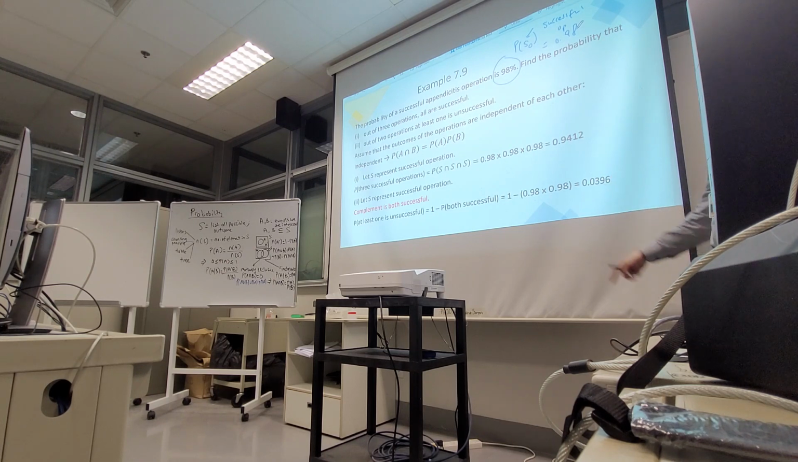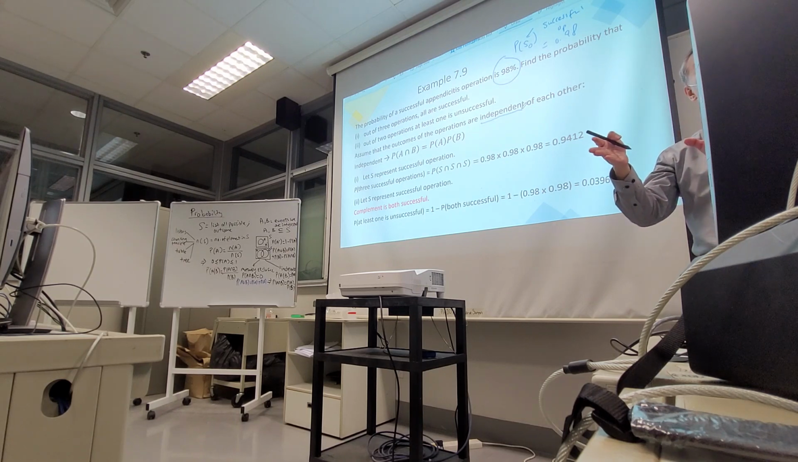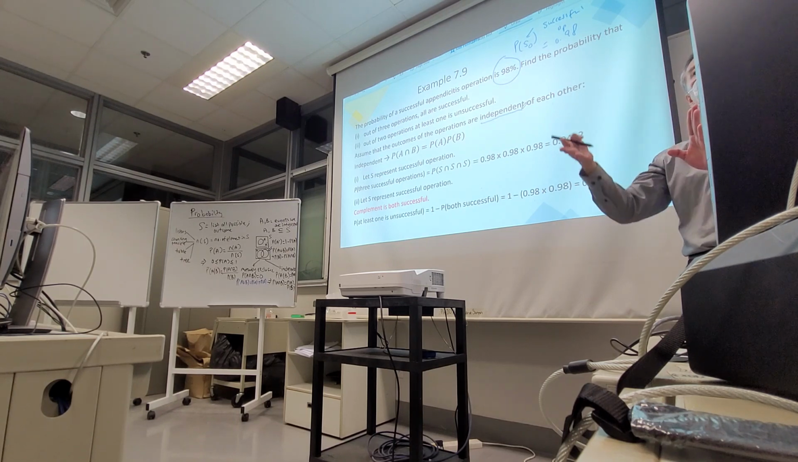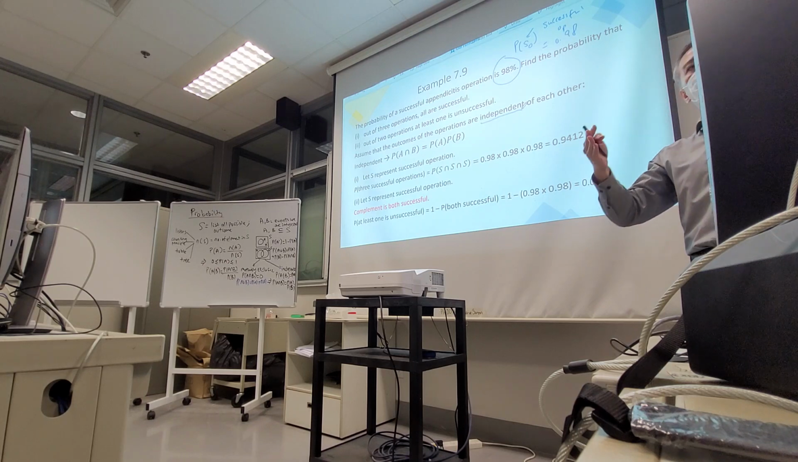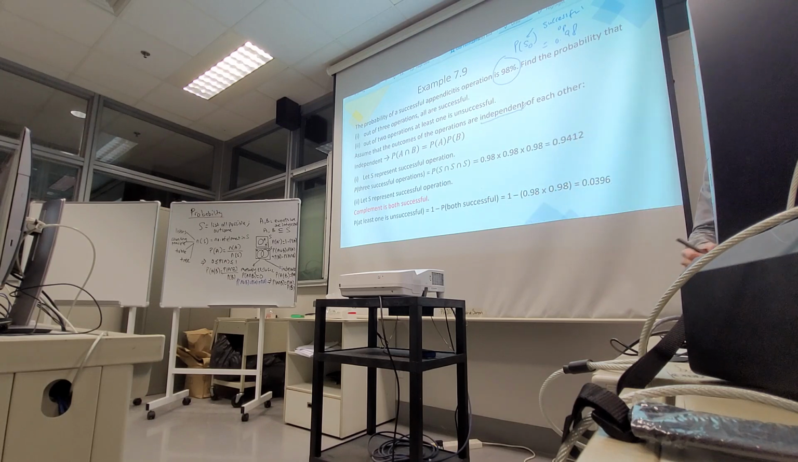And then I want to have 3 successful operations. Since that's very important, these are independent. I already told you they are independent. That means one operation does not affect another operation, so a successful operation doesn't affect the other one. So I want to calculate the probability that I have 3 consecutive successful operations. That will be the probability of SO intersect SO intersect SO.